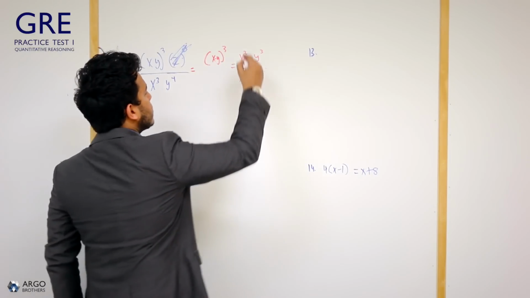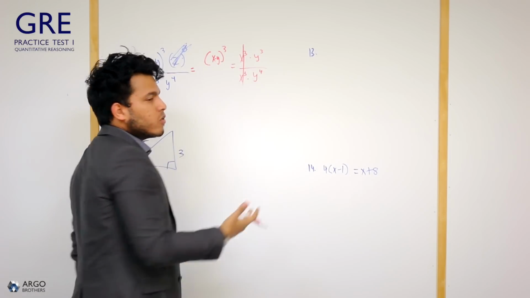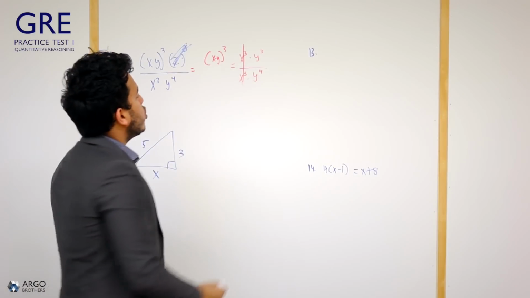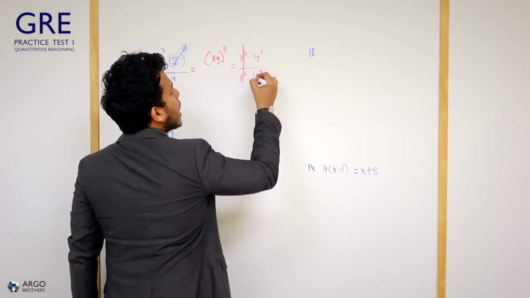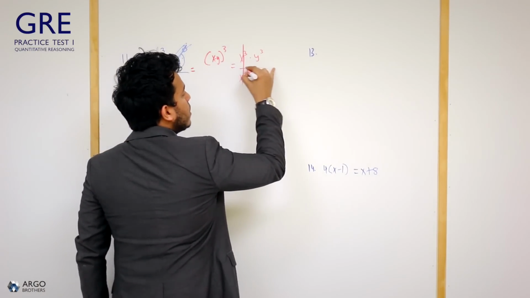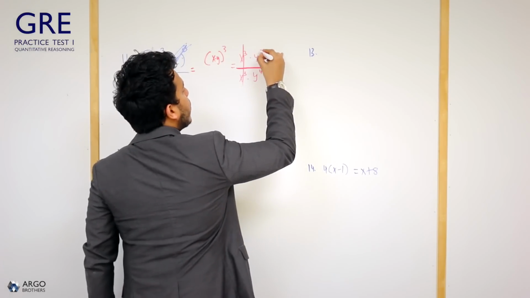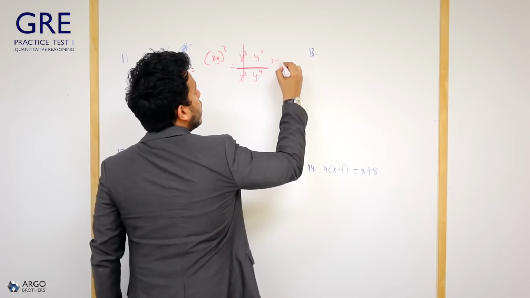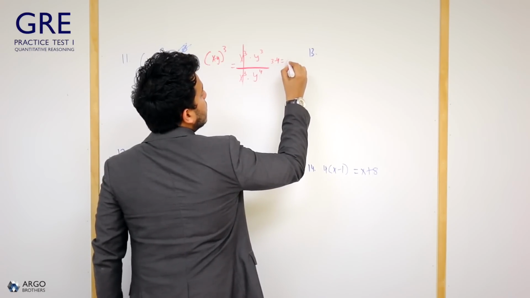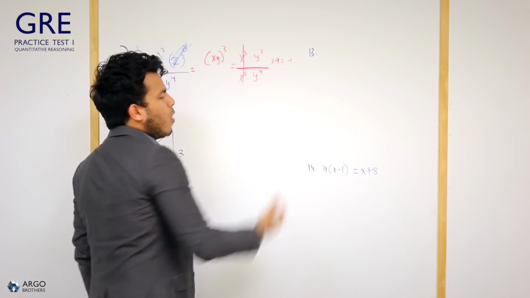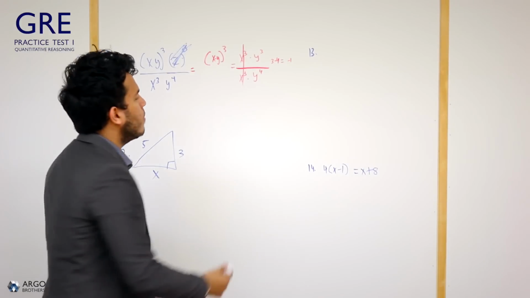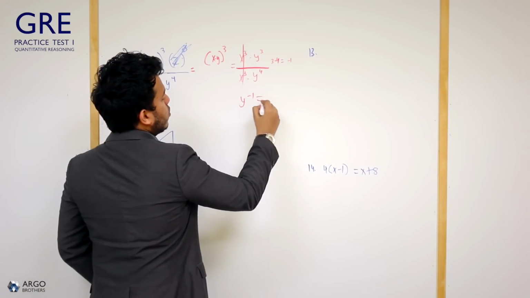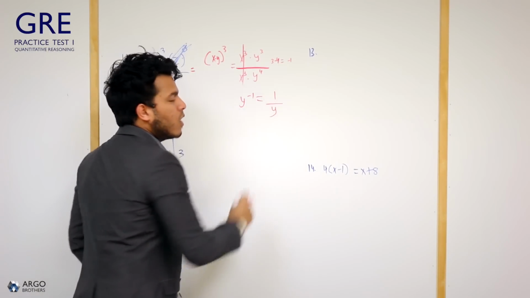X to the third cancels out with x to the third. We're left with just 1, and then y to the third and y to the fourth. Once again, common bases. If I'm dividing fractions, I'm going to go ahead and subtract the exponents. So 3 minus 4 is -1. So it becomes y to the -1, which is also the same thing as 1 over y, right?